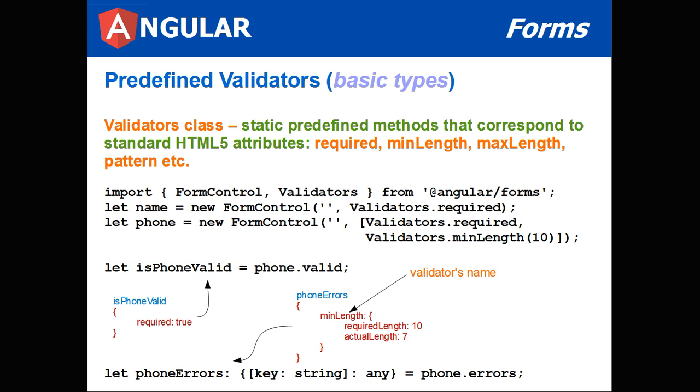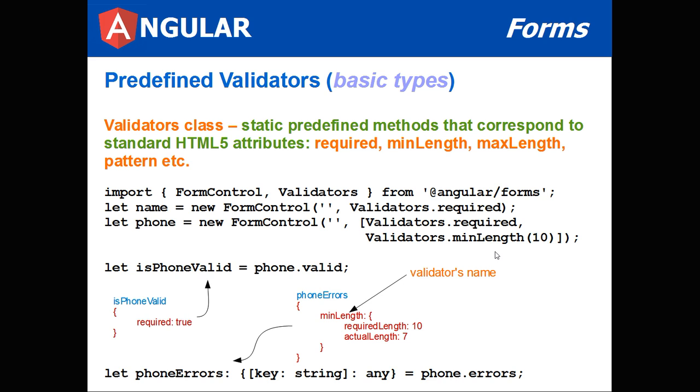Okay, so these are predefined validators for basic types. The validators class has static predefined methods that correspond to standard HTML attributes. You have required, min length, max length, pattern, etc. You could import the validators from Angular Forms. And then when you create a form control, let's say name or phone, you can define them to be required and also let's say have minimum length 10.